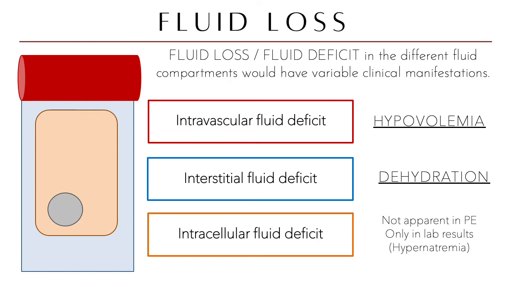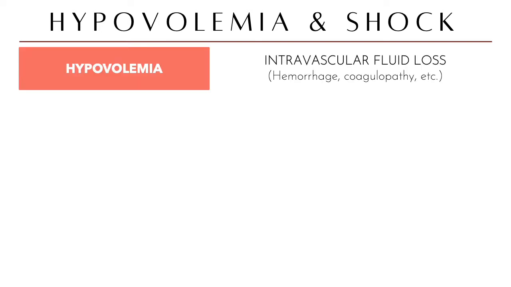Let's start with hypovolemia. Hypovolemia and shock are two things that happen hand in hand, right? So what is hypovolemia first? Hypovolemia, again, is intravascular fluid loss. And that could be caused by a lot of things. Hemorrhage, could be external hemorrhage, could be internal hemorrhage, could be a problem with the blood clotting factors or coagulopathy, right? And so anything that could lead to a low blood volume.